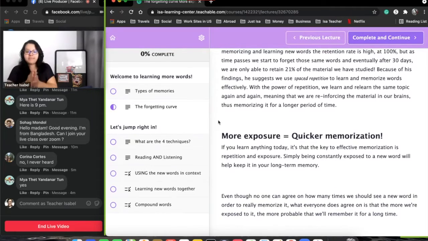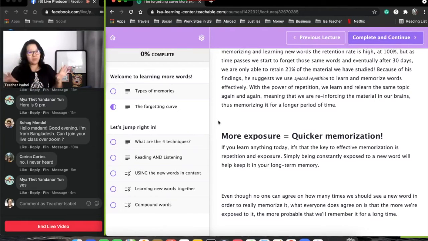So exactly, more exposure equals quicker memorization. The more we expose ourselves to the word, so in the examples I'm giving, looking at the word, putting it in a sentence, maybe attaching a picture or an image to it, that basically is going to help us memorize the words more.